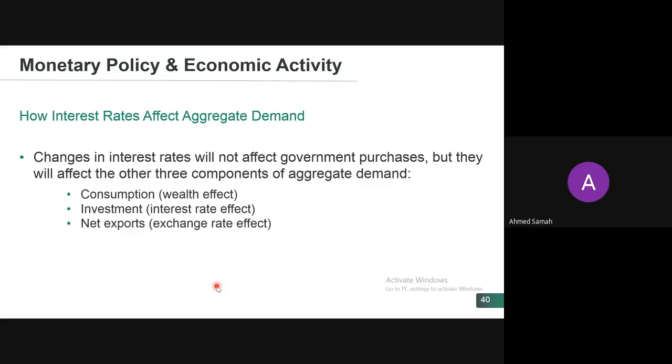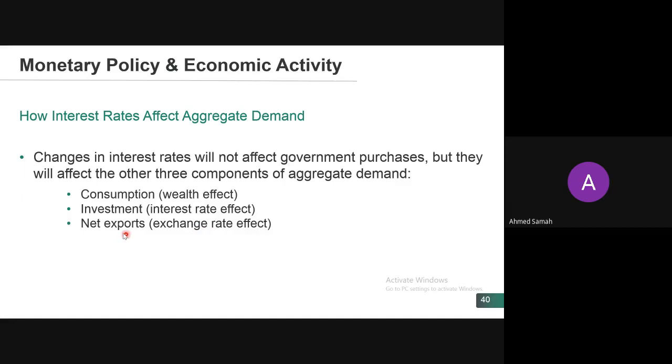Consumption is affected through the wealth effect, investment through the interest rate effect, and net exports through the exchange rate effect. For example, with the wealth effect, if interest rates are lower, people can borrow more at a cheaper price. They will feel more wealthy and consume more, and when they consume more, aggregate demand will increase. And when interest rates are low, businesses can borrow at a lower price and invest more. When investment increases, the aggregate demand will shift to the right.